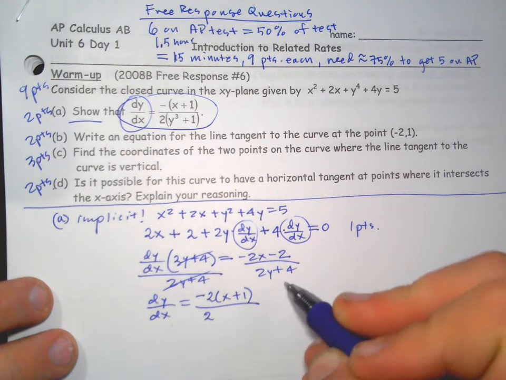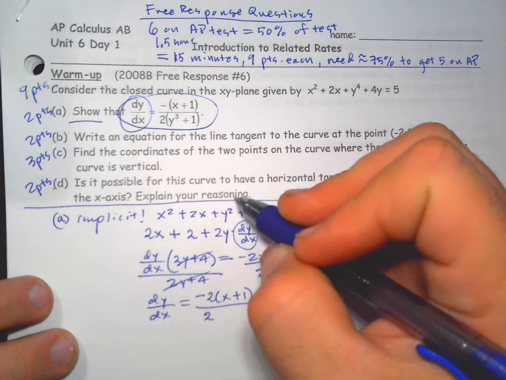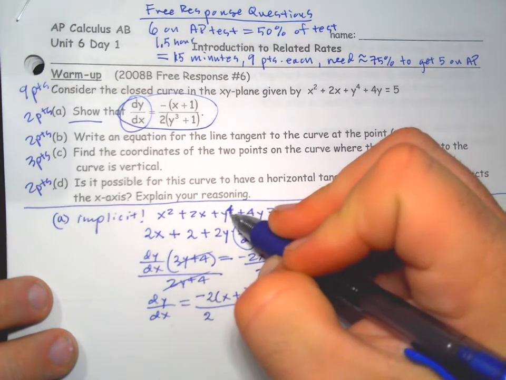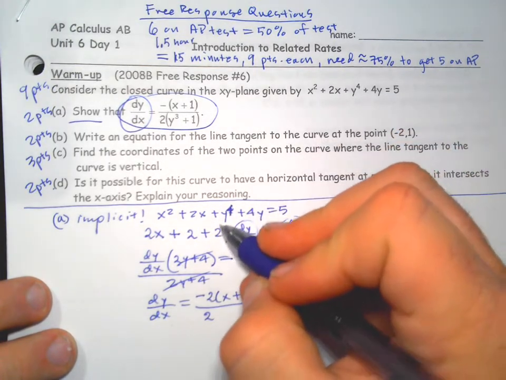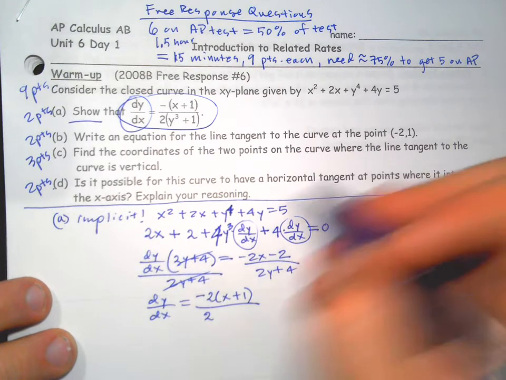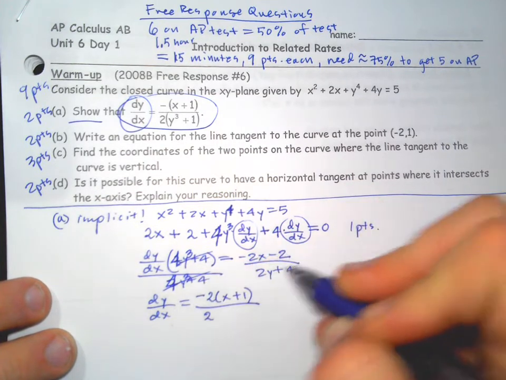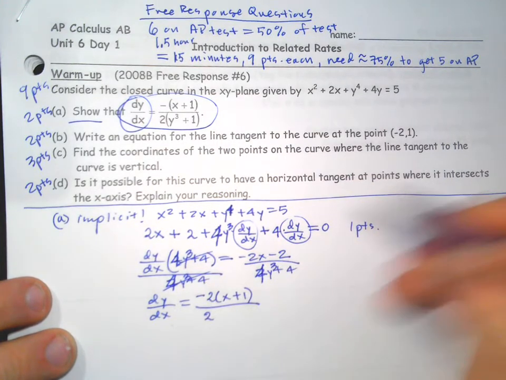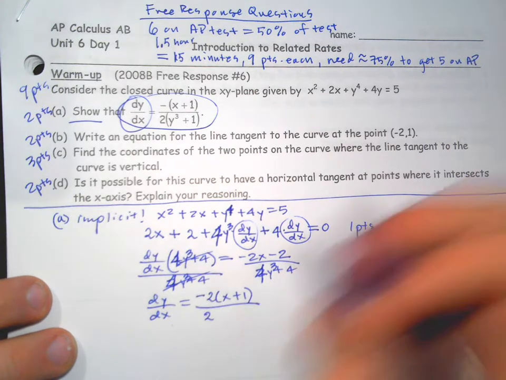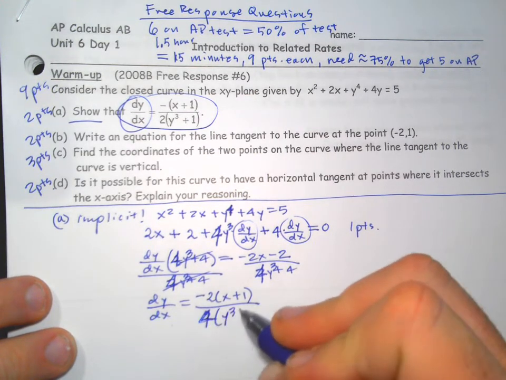Hold on, I made a mistake somewhere. Oh, I copied the problem down wrong. This is y to the fourth. So this would be 4y cubed. So that would be 4y cubed, and that would be 4y cubed, and that would be 4y cubed. And now I could factor a 4 out of everything on the bottom.